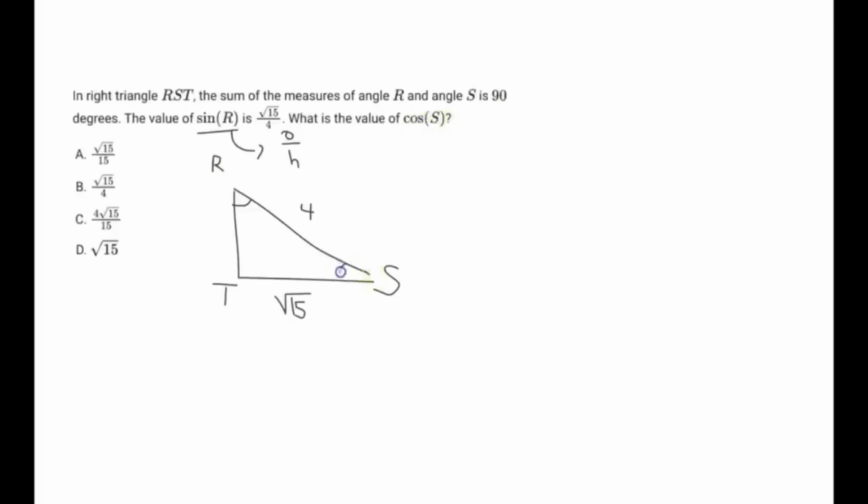So now it's asking, what is the value of cosine S? So if you zoom in here on angle S, cosine is equivalent to adjacent over hypotenuse. So the adjacent value for angle S would just be square root 15. So in our answer, square root 15 should be on top. But what is the hypotenuse, right? Well, we don't even need to do any calculations because we already calculated the hypotenuse, which is 4. And so it's square root of 15 over 4. Our answer is B.